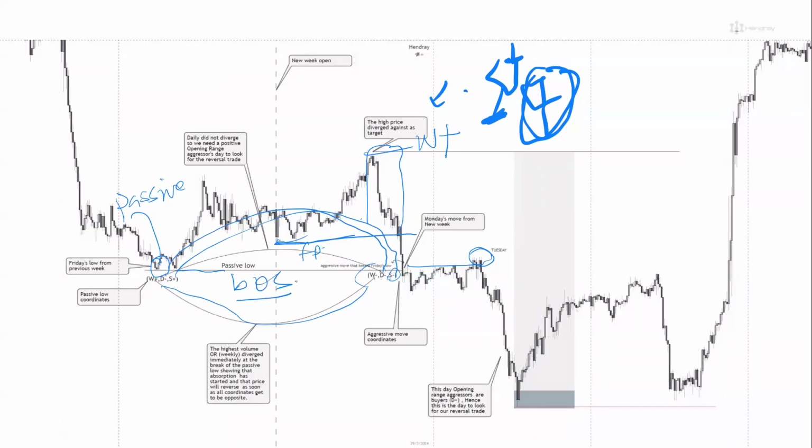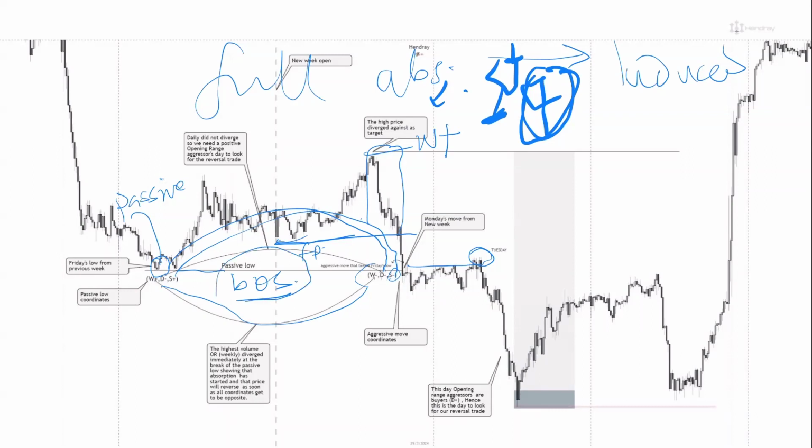That is it. But if there is full absorption, in your language, full absorption is what you can call inducement. That is liquidity, the raid of liquidity. It is full absorption. But if it is not full absorption, then it is just a break of structure, because price will still continue. All right, based on the missing what? The missing volume opening range.